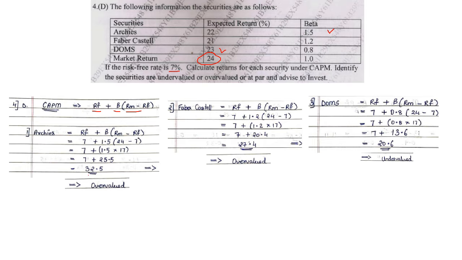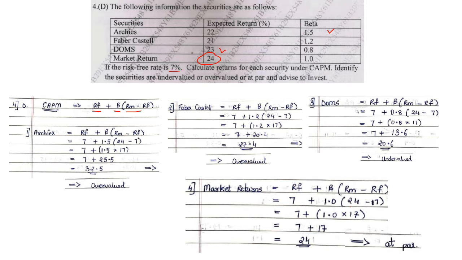So remember, if the stock is overvalued, the investment decision will be to sell. If it is undervalued, it will be to hold it or purchase it. Okay, you buy it. Anything which is undervalued, you buy. Anything which is overvalued, you sell. And third, market index, okay, 7 plus 1.0 into 24 minus 7, so it comes to 24. So it's the same value, at par. So at par, you hold. Overvaluation, you sell. And undervaluation, you buy. So this is how you all had to solve this particular problem sum. Okay, you all can note it down once.